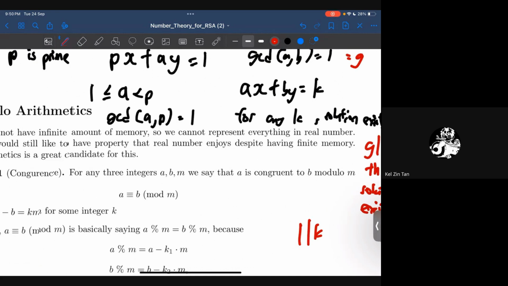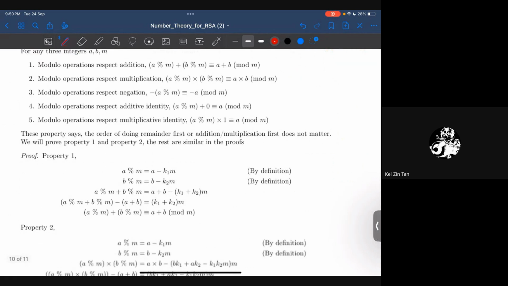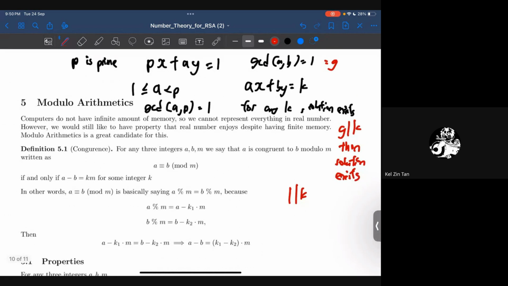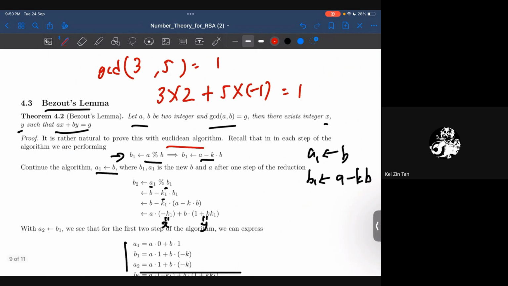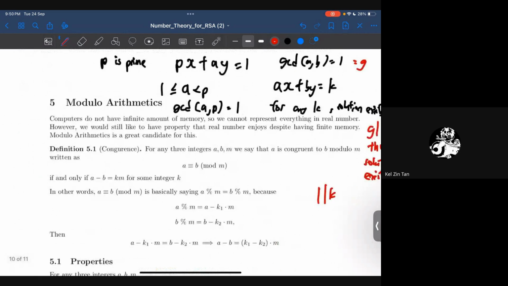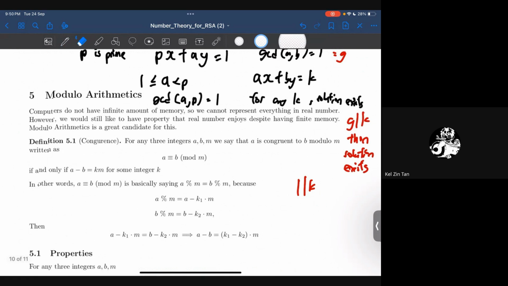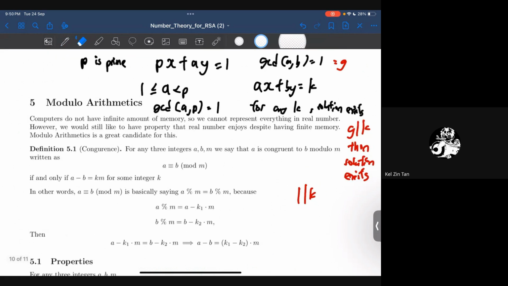Okay, so now I will just briefly run through modular arithmetic. The reason that I introduced Bézout's lemma and the extended Euclidean algorithm is because we want to do modular arithmetic, and modular arithmetic will use this thing. So yeah, okay, now I'll talk about this. Before that, any questions?